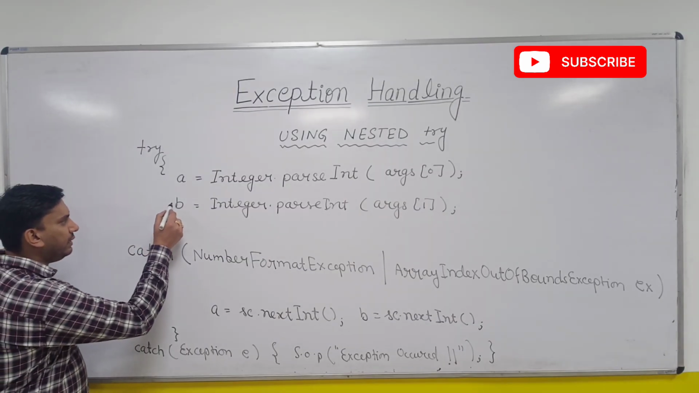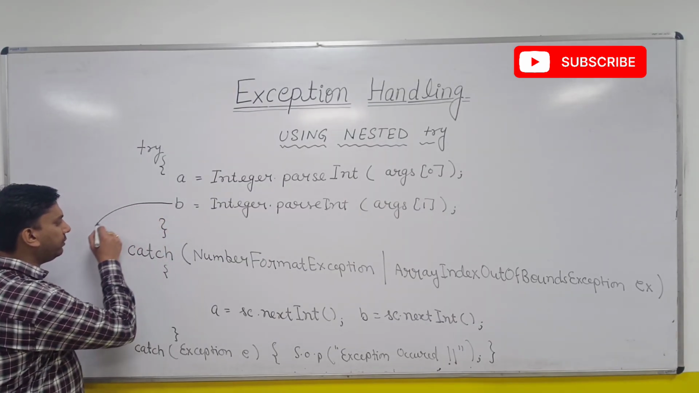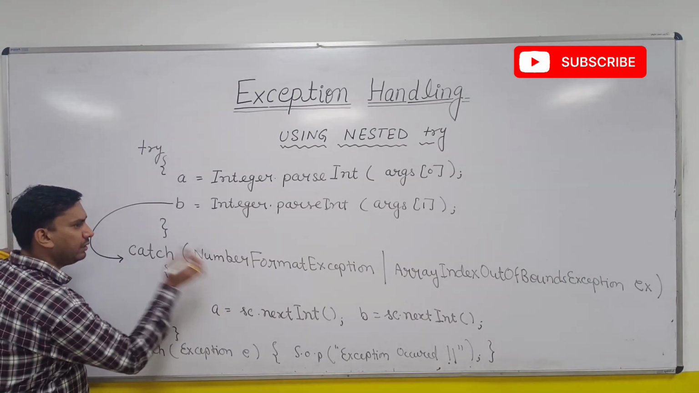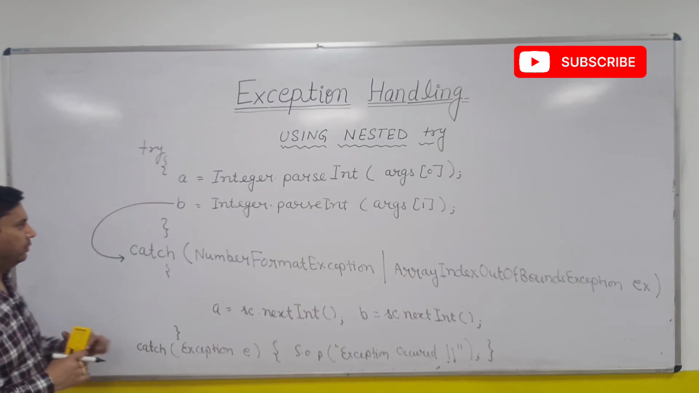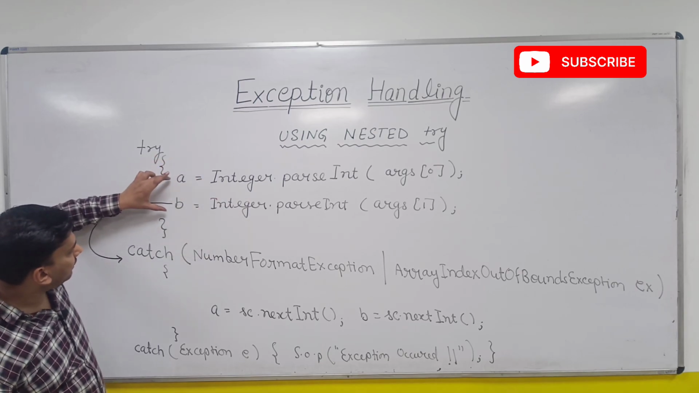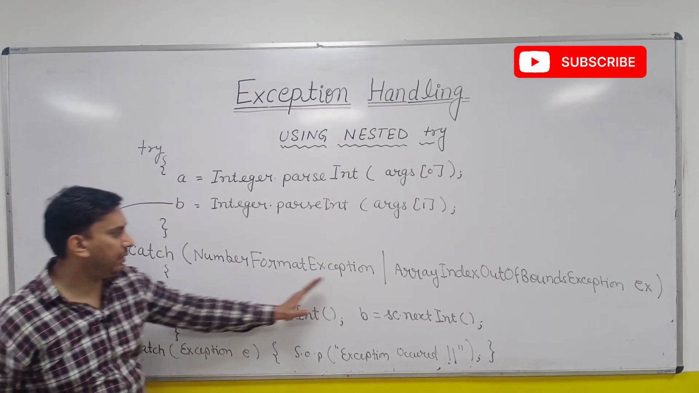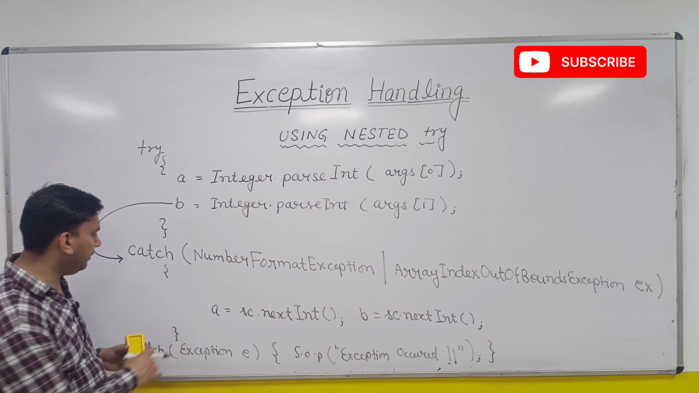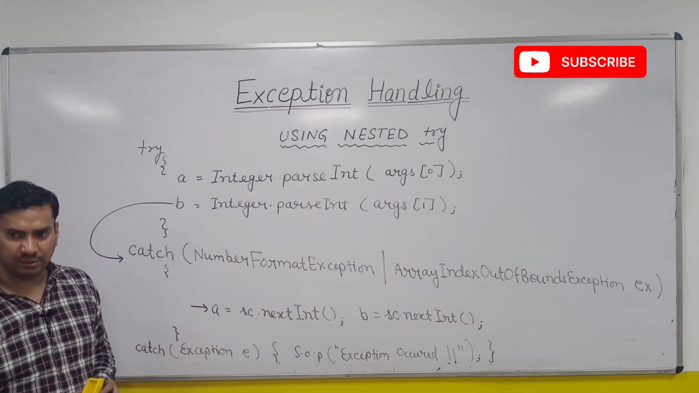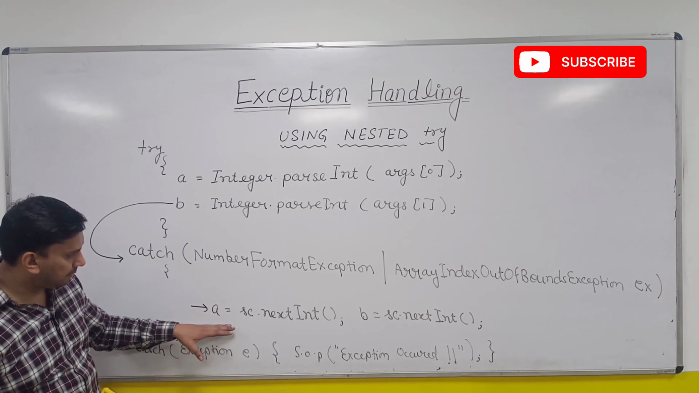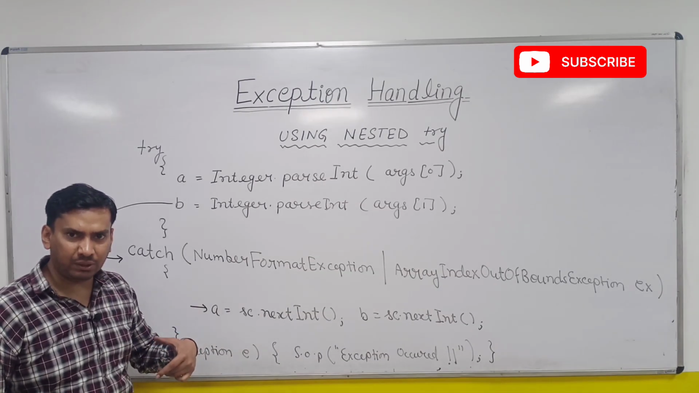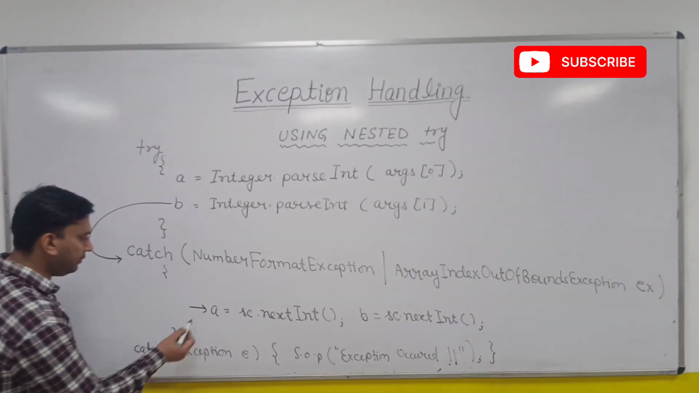Let's say in this line a number format exception occurred, so it will throw the number format exception and the exception will be caught by this catch block, right? So this number format exception or array index out of bounds generated in these two lines will be handled by this catch block. So control will go to this catch block and then it will execute these statements. Now if the exception occurs in this statement or this statement, again an exception will be thrown. Exception will be thrown from here.